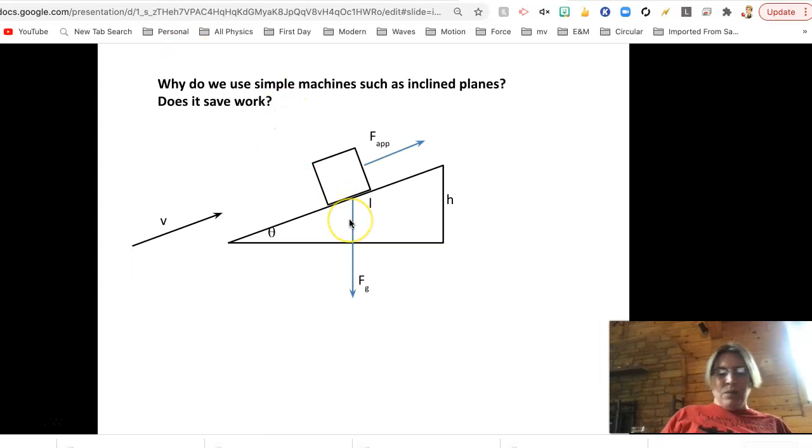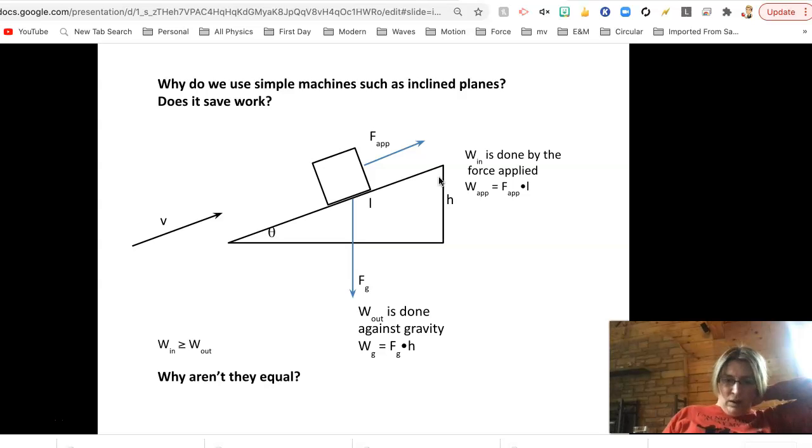Okay. Let's take a brief moment to talk about simple machines. All right. So why do we use simple machines like an inclined plane? What is the purpose, right? Why do we slide a box up a ramp? Why don't we just lift it? Why do we take stairs? Why don't we just jump to the second floor? And so if we do use an inclined plane or another kind of simple machine, does it save us work?